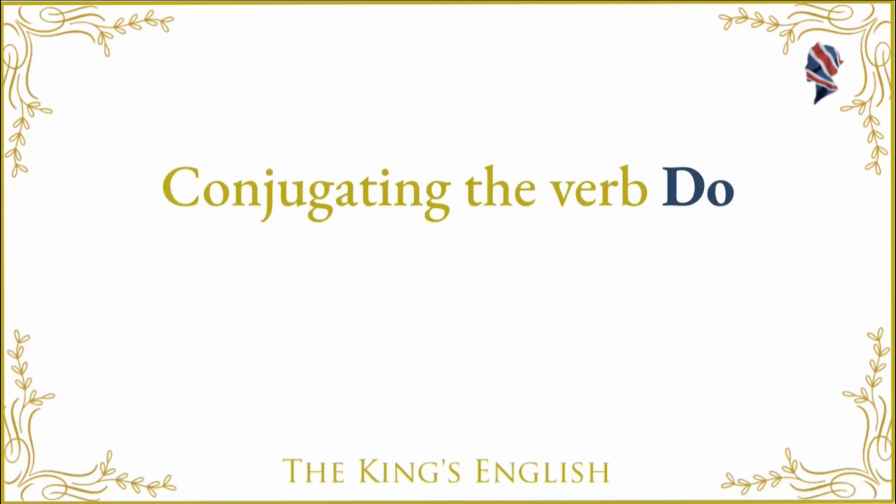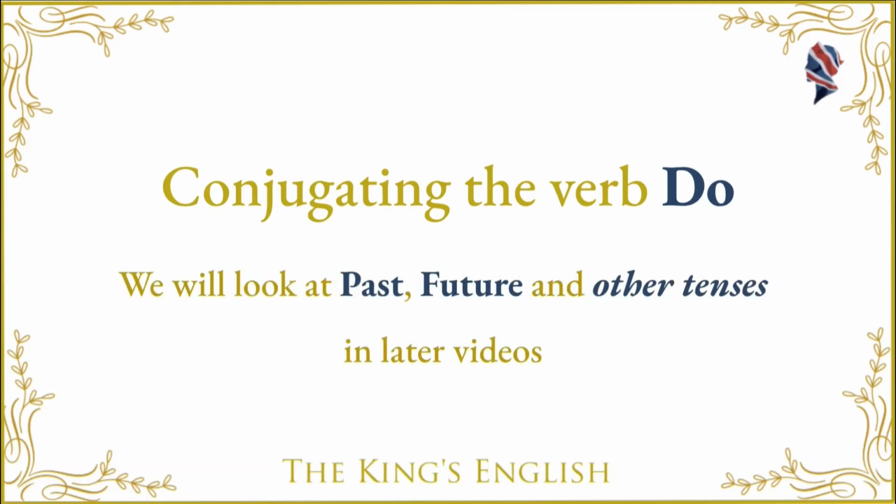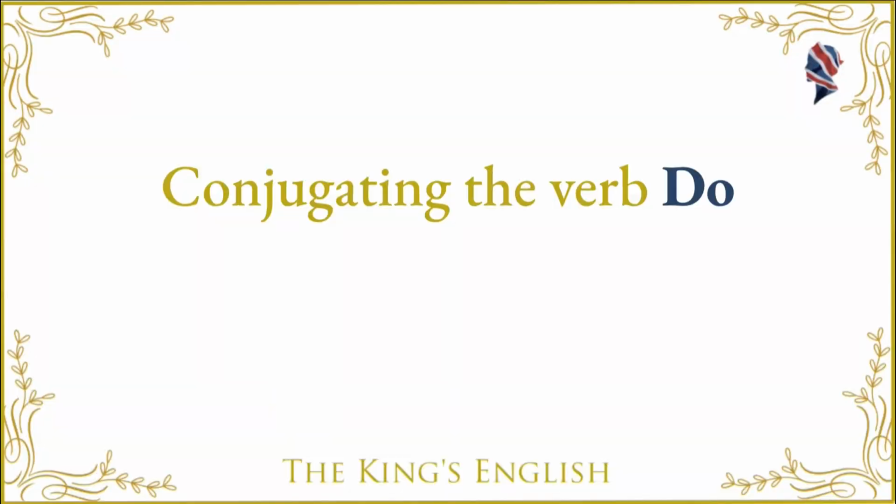Conjugating the verb do. Conjugating the verb do in the present simple. We will look at past, future, and other tenses in later videos. Today, just to see the verb do used as an auxiliary verb, we are only looking at present. Past and future we can do later. Conjugating the verb do, positive form.